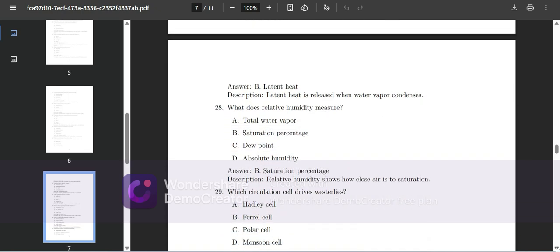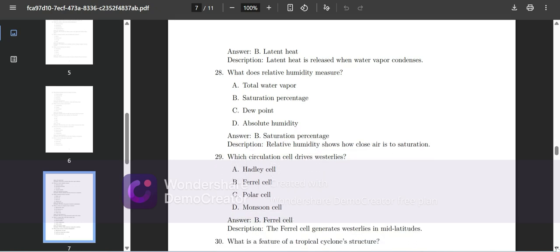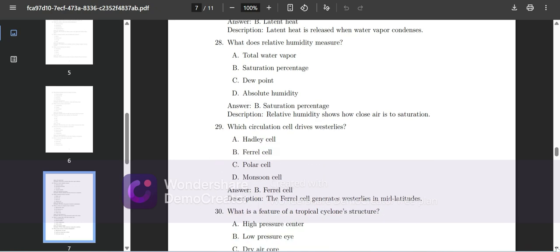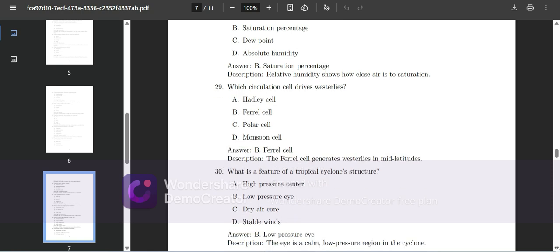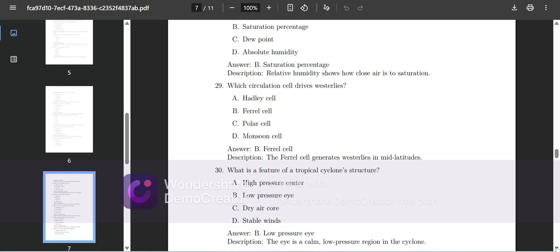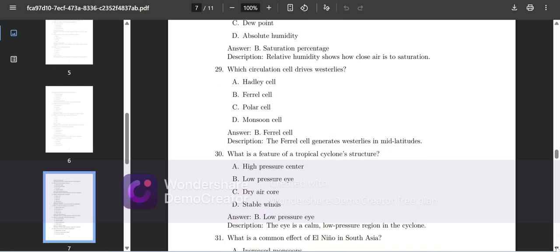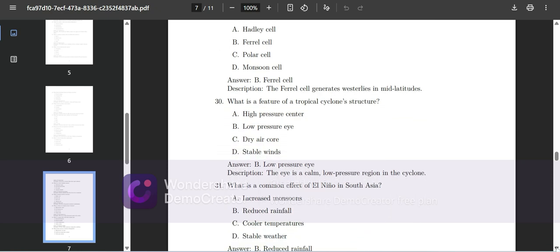What does relative humidity measure? Saturation percentage. Relative humidity shows how close air is to saturation. Which circulation cell drives westerlies? Ferrel cell. The Ferrel cell generates westerlies in the mid-latitudes.